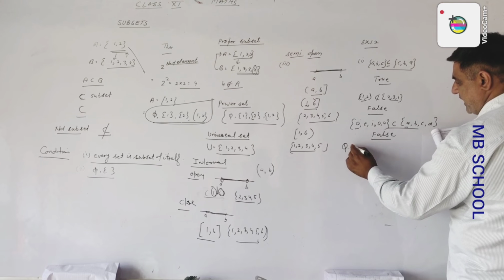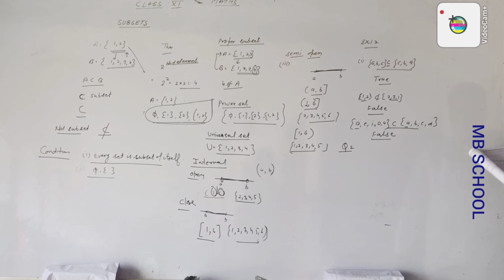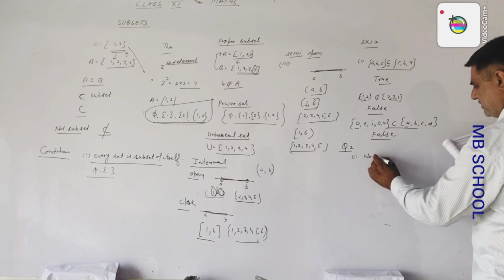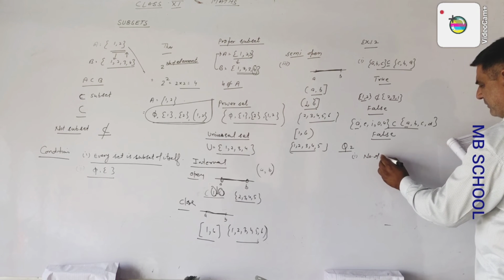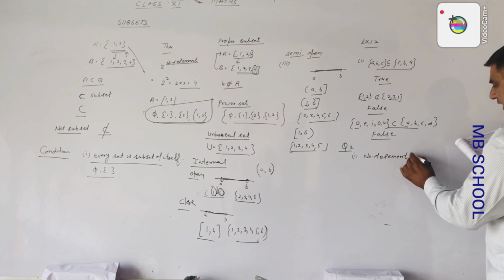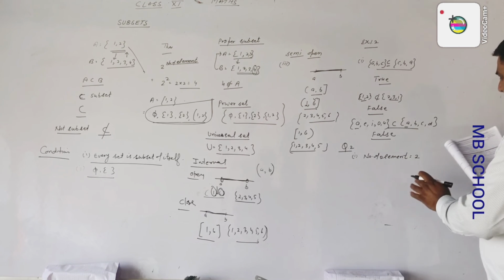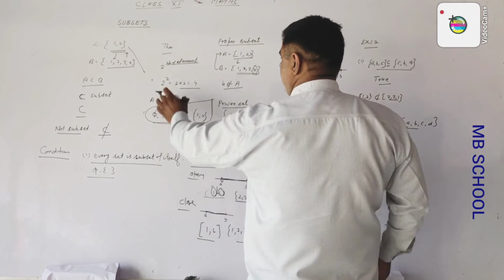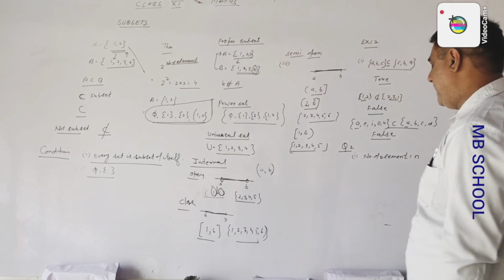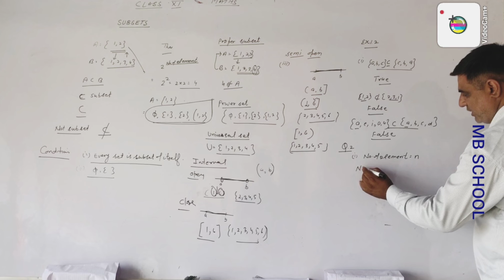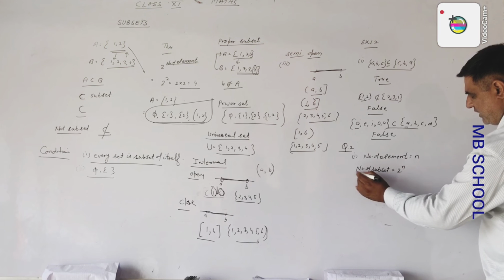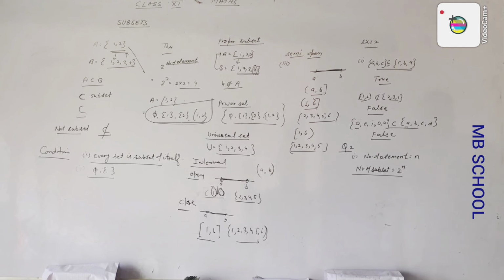Now question number two says: write the number of subsets if A contains these elements. Set A contains, first part, the number of elements equal to n. So write the number of subsets. Here the number of subsets of any set is 2 to the power of the number of elements. So the number of subsets of this set is 2 to the power n.